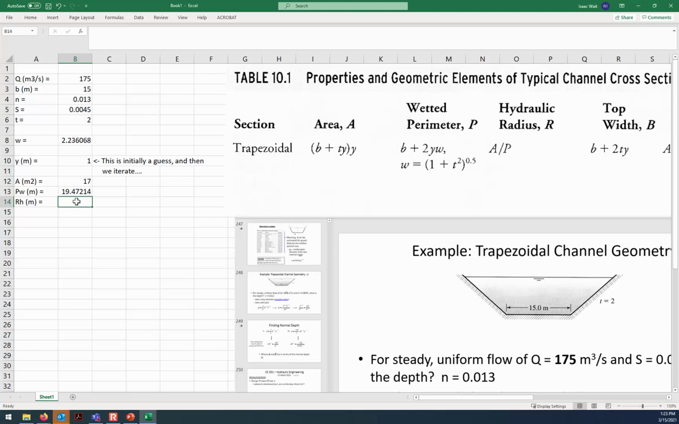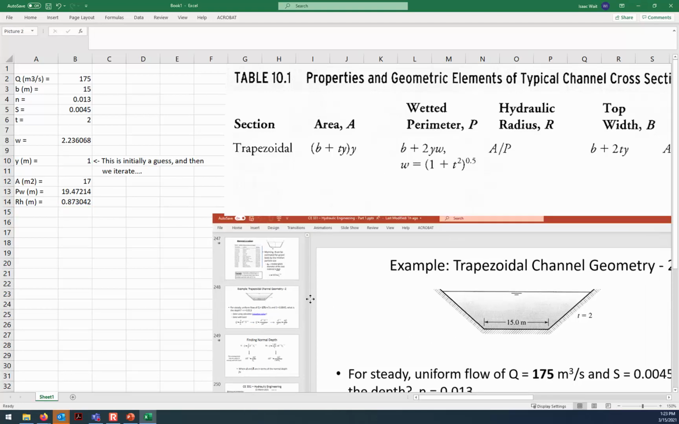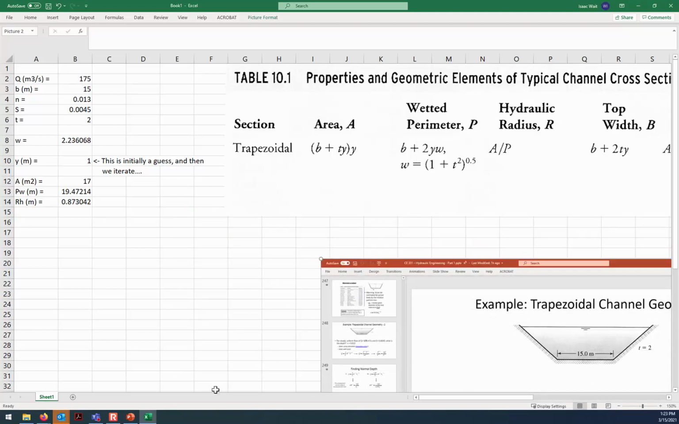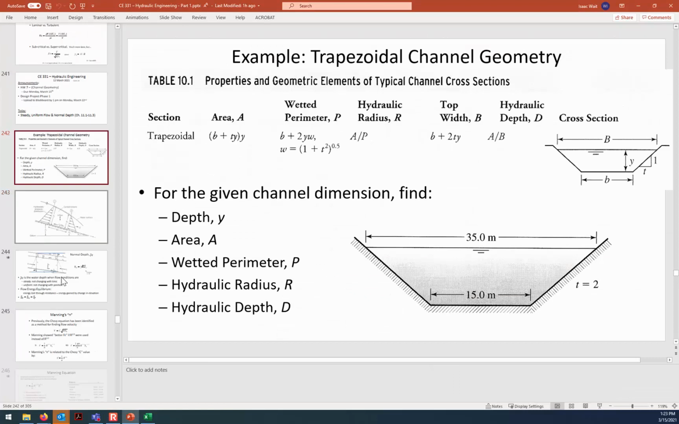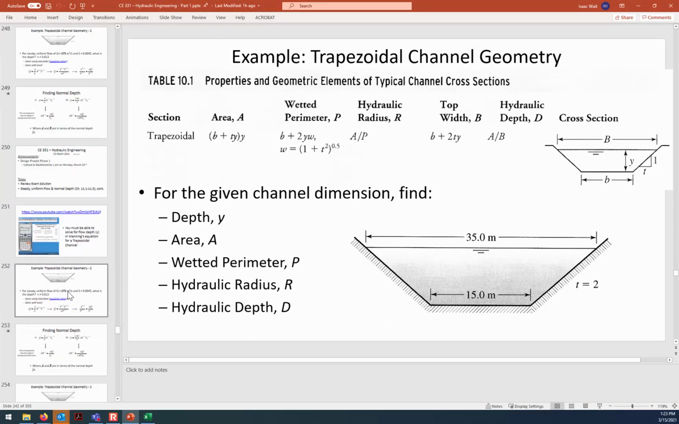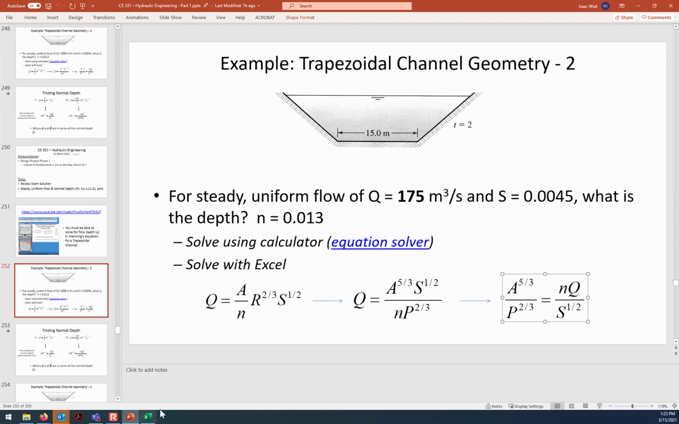Okay. Now hydraulic radius by definition is area divided by wetted perimeter. I can't click there, but I can type it in. B13. Oh, I don't need the parentheses. Okay. Area divided by wetted perimeter. So now we've got the hydraulic radius. Okay, so this is all based on the guess. This is just the geometry. Now what we're going to do is substitute it into the equation. Let me just copy it and paste it so we've got it in the right spot. This equation is the one that I want.